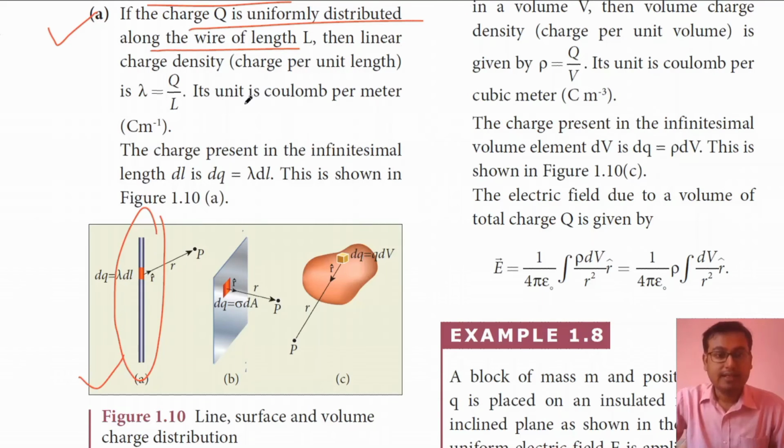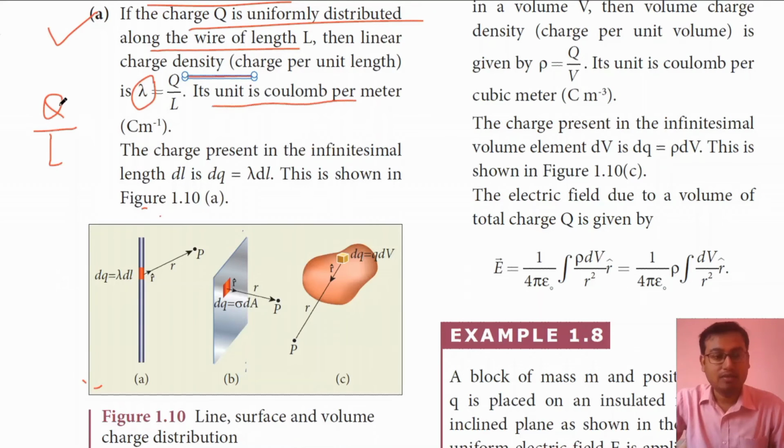Then linear charge density, that means charge per unit length, denoted by lambda, is equal to Q by L. Q is the total charge and L is the total length of the wire. Its unit is Coulomb per meter. How? Q is the total amount of charge, measured in Coulomb, and L is the length or distance, measured in meter. So the SI unit becomes Coulomb per meter. That is for uniform charge distribution on an electric wire.